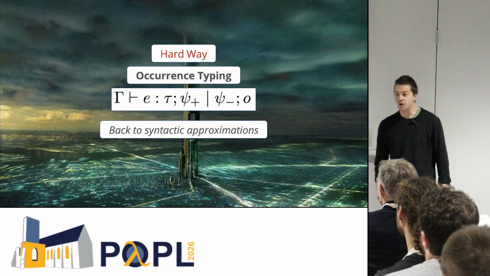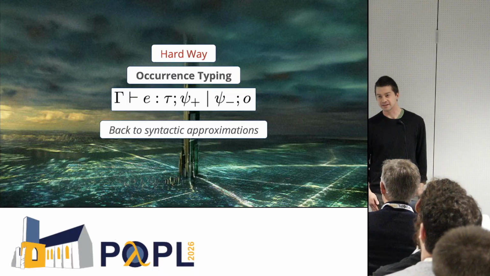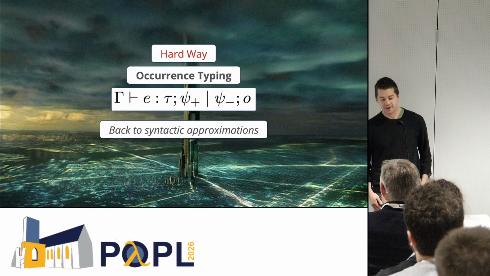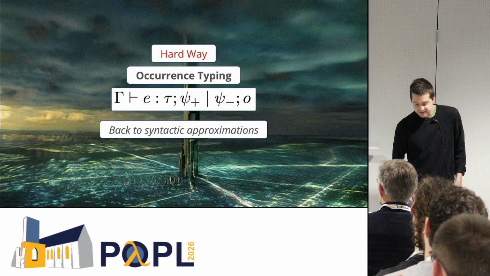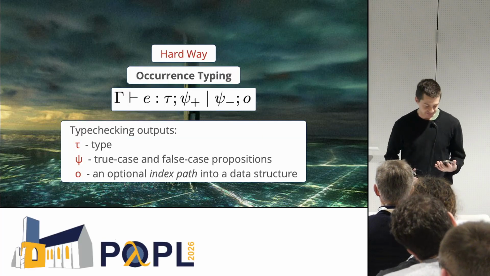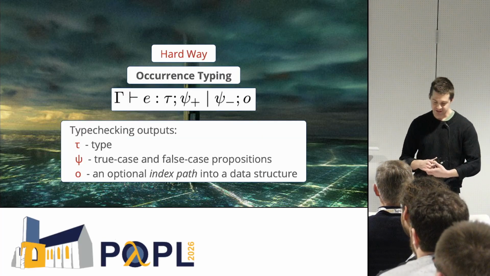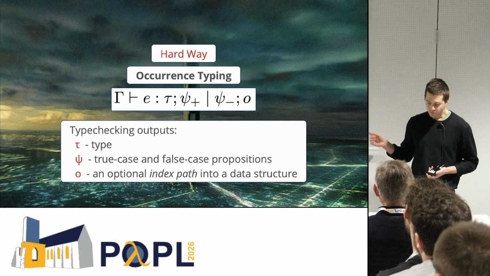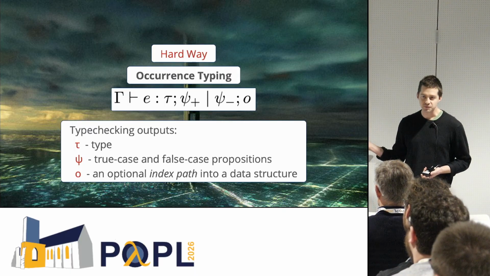So now we come to the hardware, which can handle things like isEven. And we're back to syntactic approximations as a quick heads up. This is really ugly. This is our bad declarative system. We have 4 things coming out of the type checker.